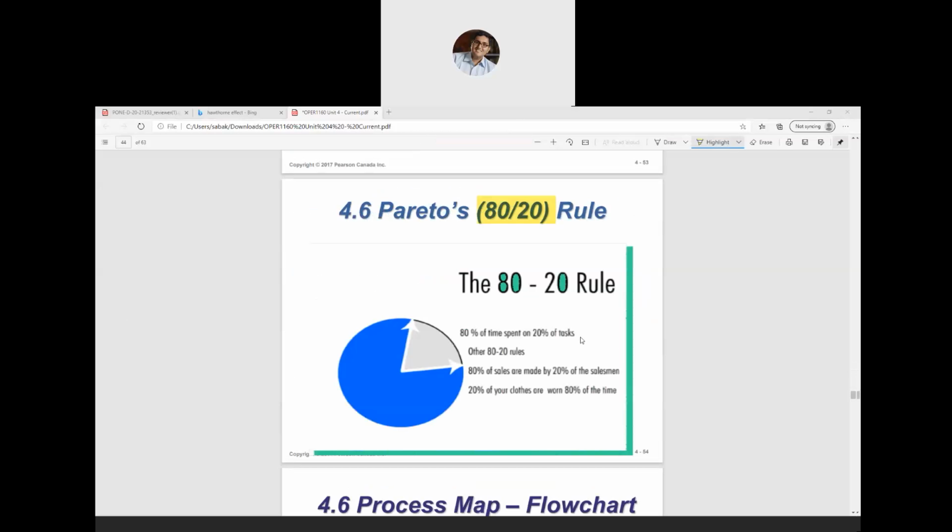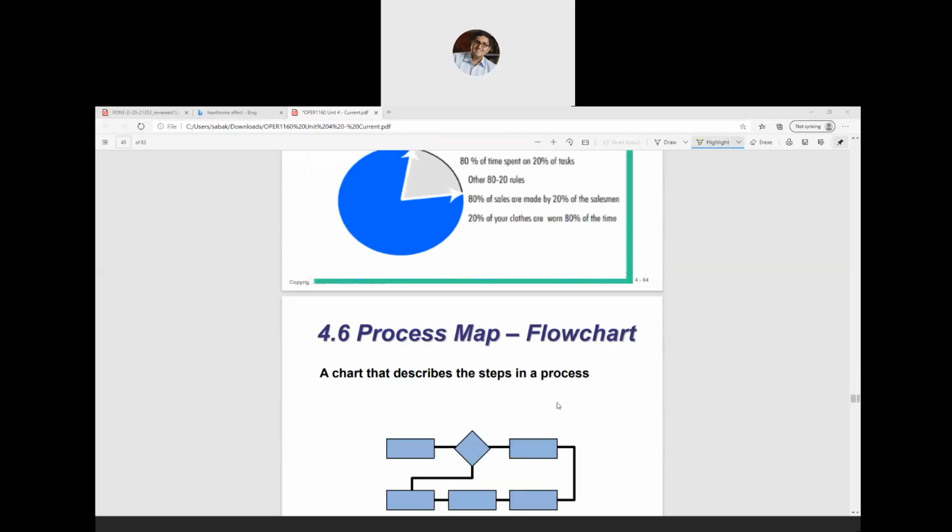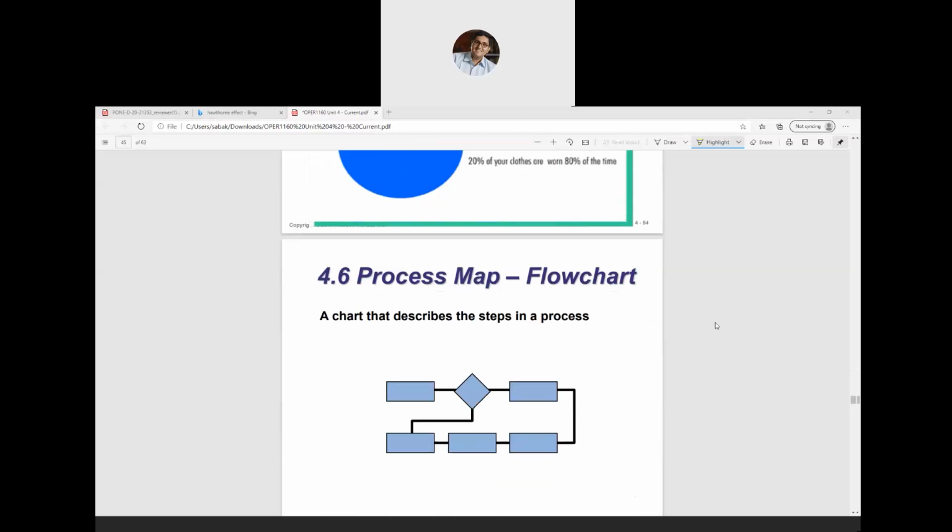So 80-20 basically refers to that. It means 80% of the time should be spent on the 20% of the tasks. But if you're not focusing on those important tasks, the chances are high that you will not be in business for long. So this is a very interesting principle called the Pareto principle.